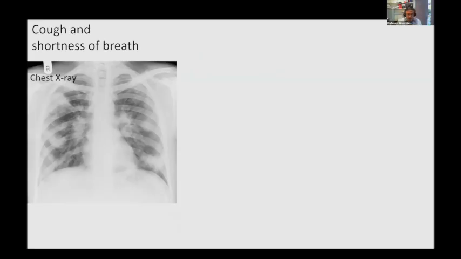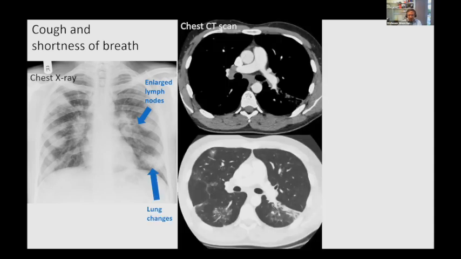So a gentleman is referred to my outpatient clinic because he is breathless and has a cough. And this has been going on for a few months, and his GP has tried some antibiotics and they haven't worked. And he's also complaining of aches and pains in his muscles and joints. And he has a chest x-ray, which is a useful initial test in someone with new respiratory symptoms. And the chest x-ray shows enlargement of the lymph glands, changes in the lungs. He goes on to have a CT scan of the chest, which shows these changes in more detail.